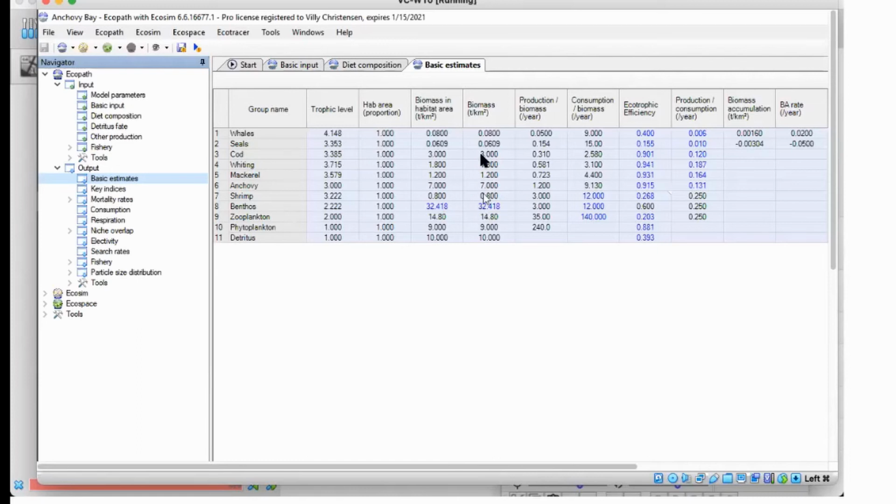And when you look at these numbers, ton per square kilometer, what is 0.8 ton per square kilometer of shrimp? How do you relate to that? Well, you can see it's 10 times more than the whale biomass. And you know what?